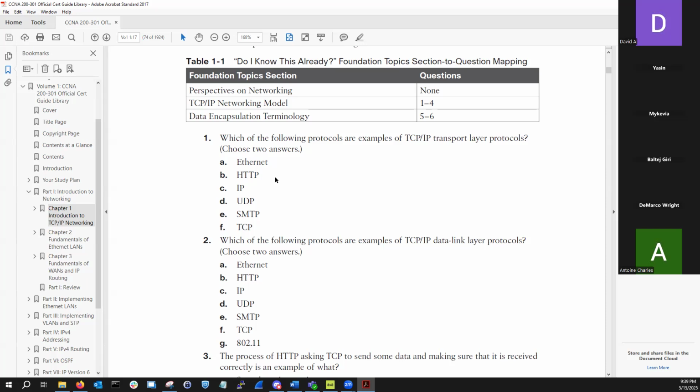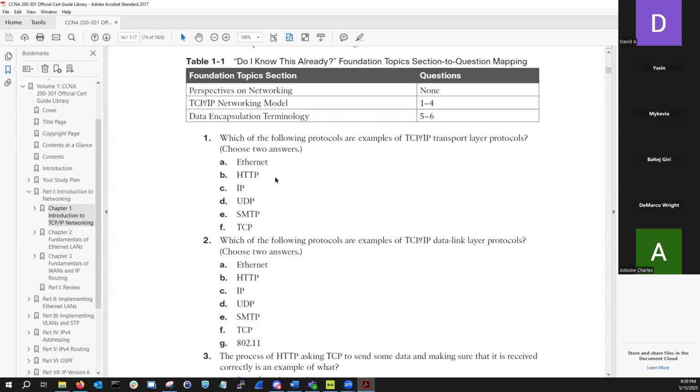Which of the following protocols are examples of TCP/IP transport layer protocols? Protocols for TCP/IP, the answer would be UDP, so D, and TCP. Why?